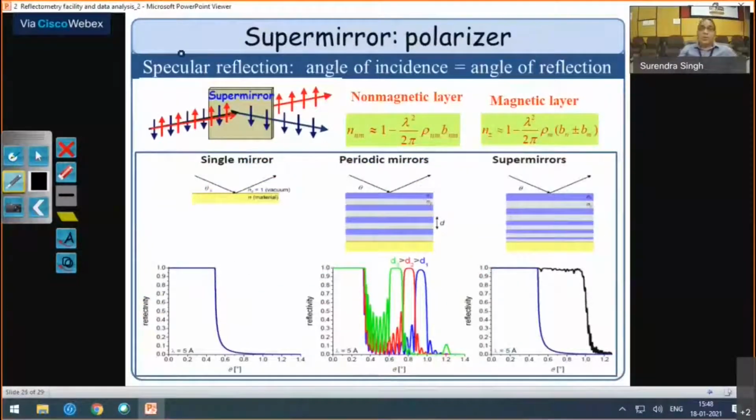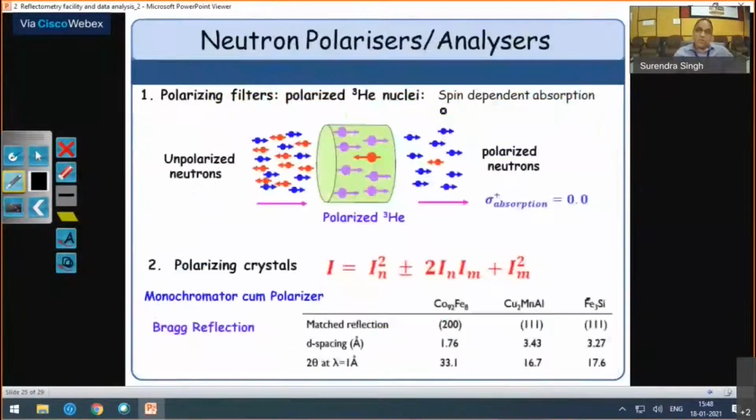Another is the super mirror, which is highly used. In this case, the helium-3 has lower efficiency and there are other difficulties, so it's not so used in practice. As you can see, it satisfies the Bragg condition, so if you have a large wavelength, you cannot use it. It is only used for monochromatic beams, because every time you have to change the angle of incidence to satisfy the Bragg condition to get the polarized beam.